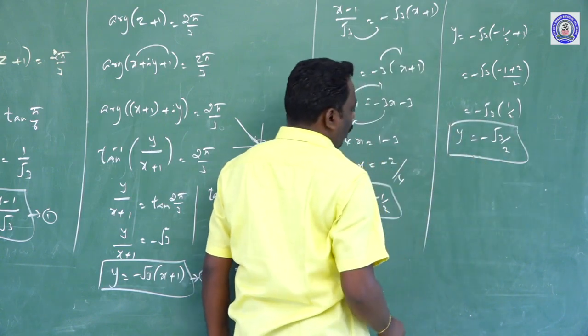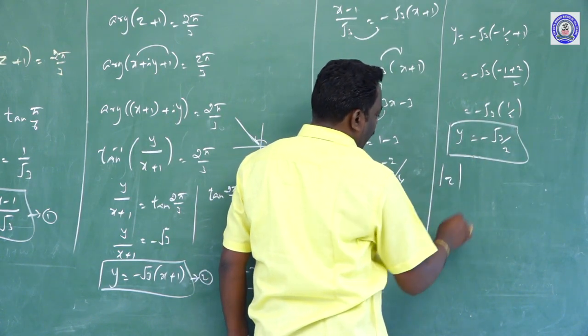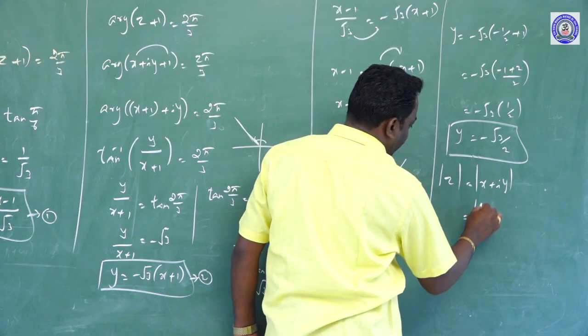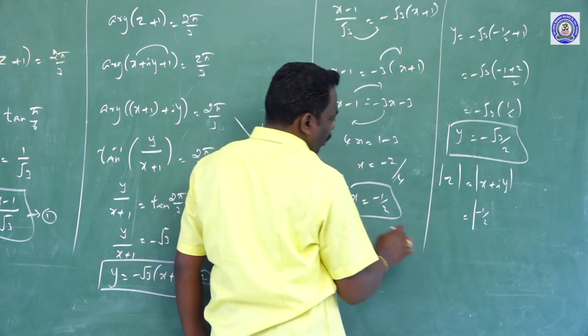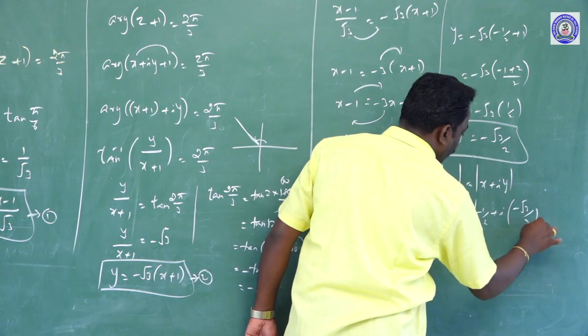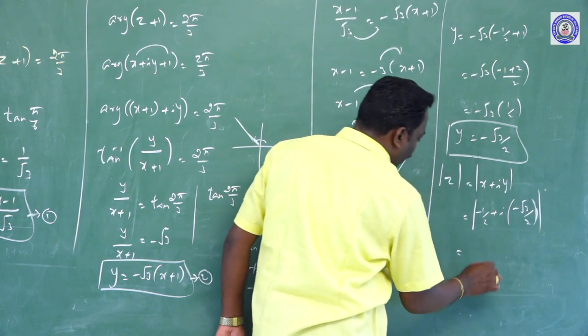So now what we want to find is the modulus of z, where z = x + iy. Here x = −1/2 plus i times y, where y = −√3/2, which is called the y value. Now find out its modulus.